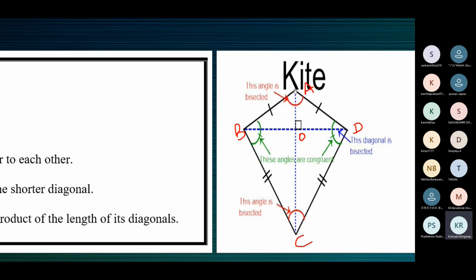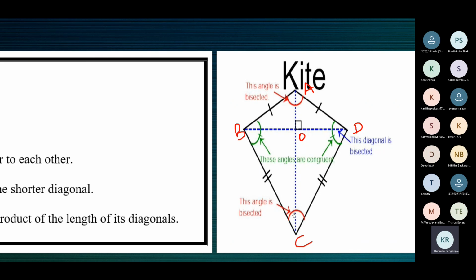Yes, ma'am. Children, see here, this triangle ABC is congruent to ADC. So by CPCTC, this part of A is equal to this part of A. This angle is equal to this angle because the triangles are congruent. Using the way we name the triangles, ABC, ADC, angle A is equal to angle A. That means the angle is bisected. Here also, this angle is bisected because the two triangles are congruent.